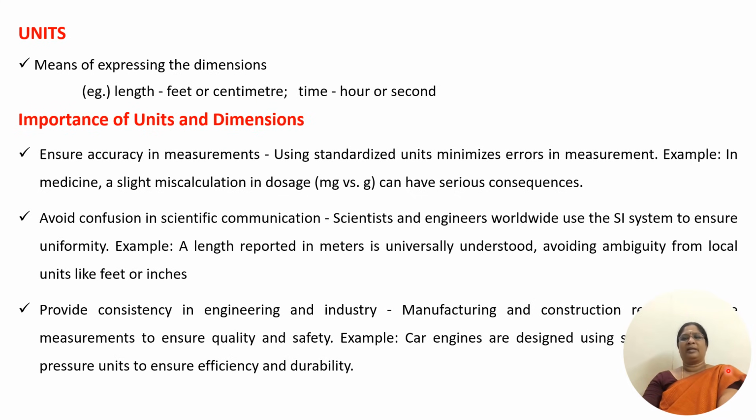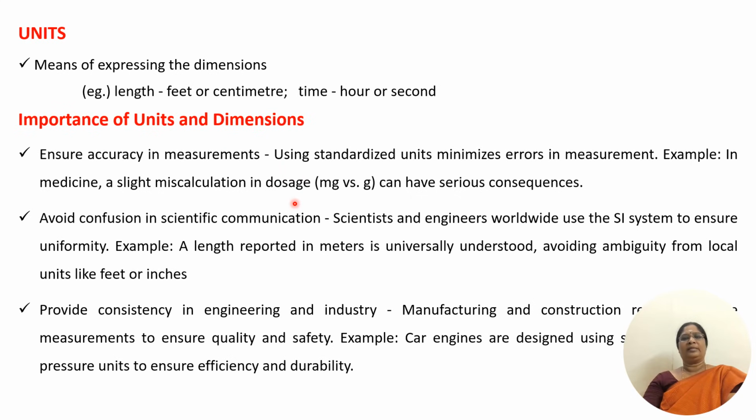For example, NASA's Mars Climate Orbiter was a spacecraft designed to study the Mars atmosphere. The spacecraft thruster calibration data was provided in pound seconds by the engineering team at Lockheed Martin, but NASA's navigation team assumed the data was in Newton seconds. This led to the orbiter entering the Mars atmosphere too low, causing it to burn up. So from this we know the importance of units and dimensions: they ensure accuracy in measurements.